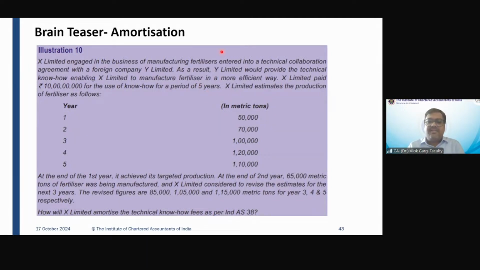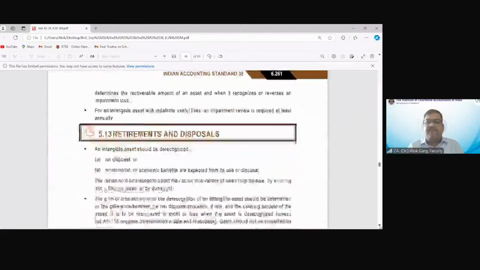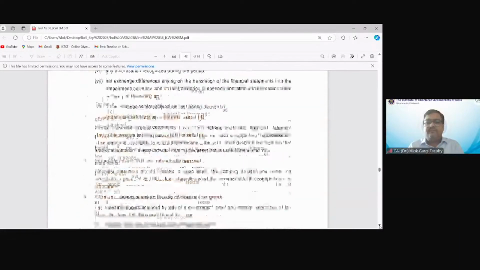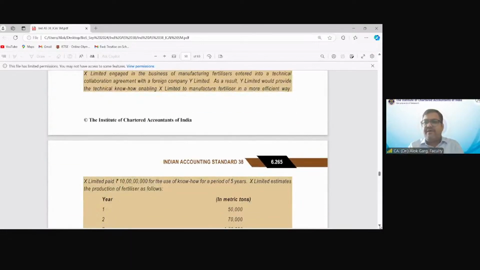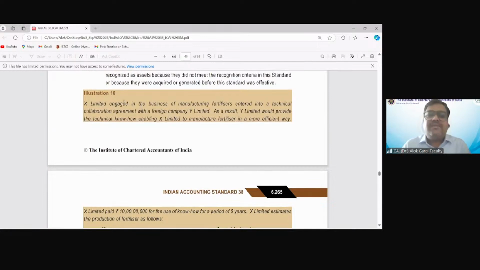Can we discuss this illustration number 10? Let's go to illustration number 10. Any doubts so far? Whatever concepts I have covered, any doubts in the concepts? I have taken an example for each and every concept which I have discussed.